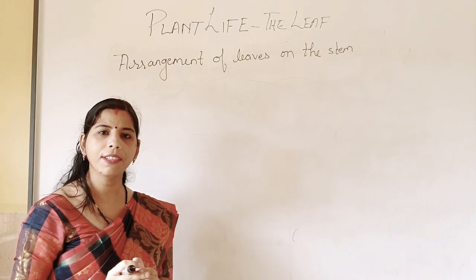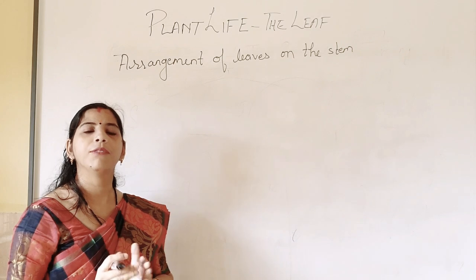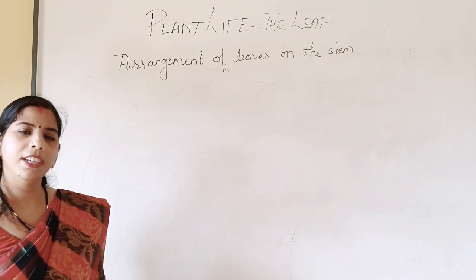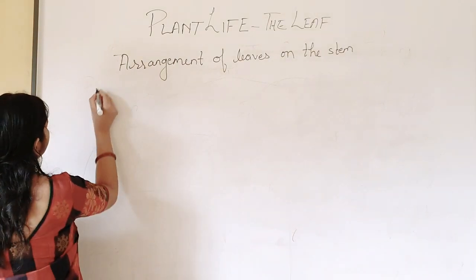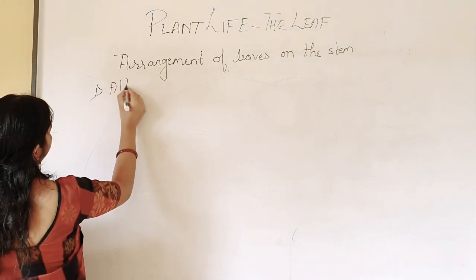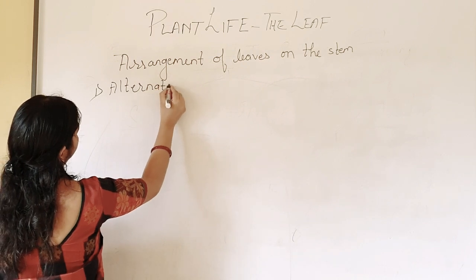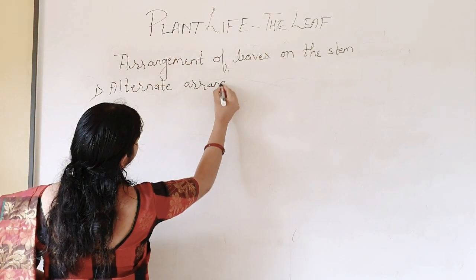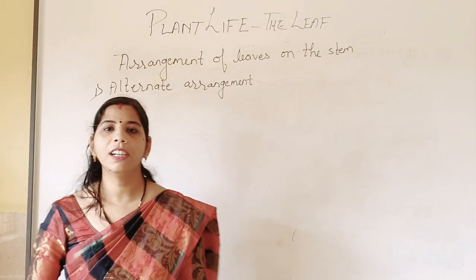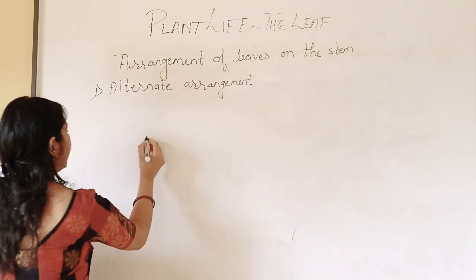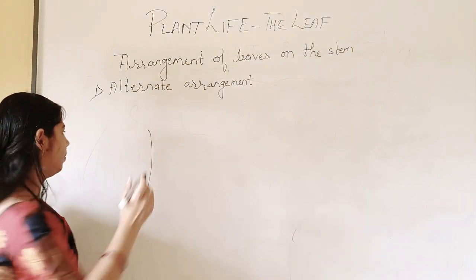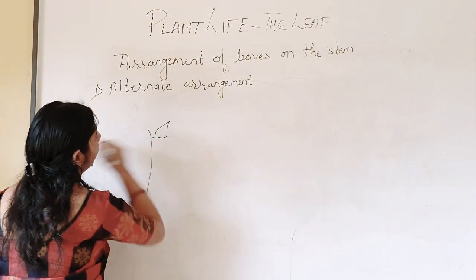That means how leaves are arranged in the stem, whatever the pattern is there. So the leaves are arranged in three different patterns. First is the alternate arrangement of the leaves. Now in this alternate arrangement, what happened here? Generally the leaves are completely arranged in the alternate pattern.